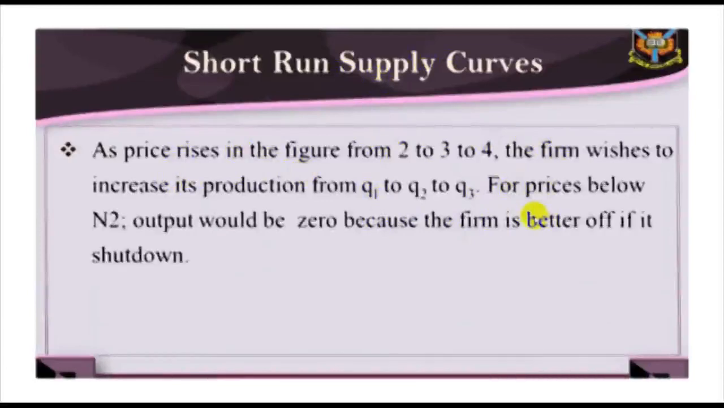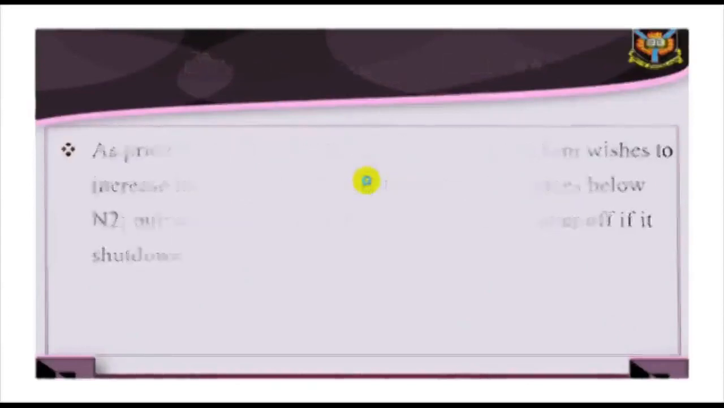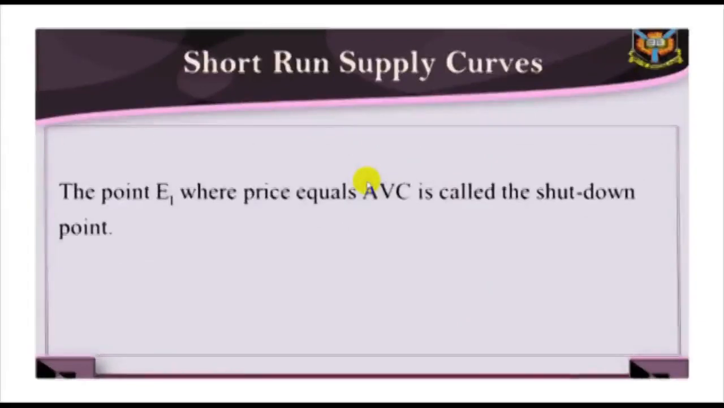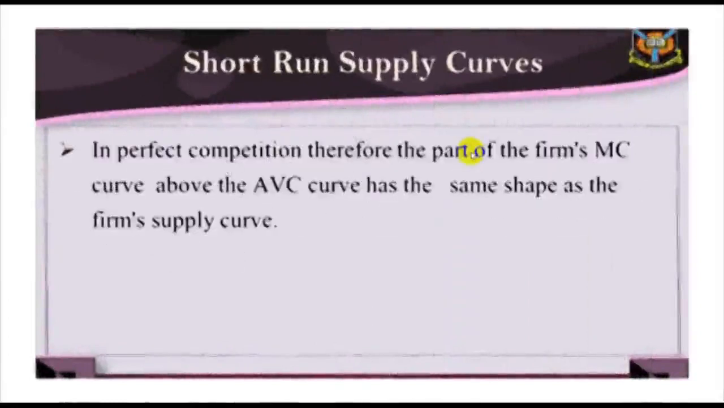As price rises in the figure from 2 to 3 to 4, the firm wishes to increase its production from Q1 to Q2 to Q3. For prices below 2 naira, output will be 0 because the firm is better off if it shuts down. The point E1, where price equals average variable cost, is called the shutdown point. These points are then transferred to curve 2 to show the supply curve.